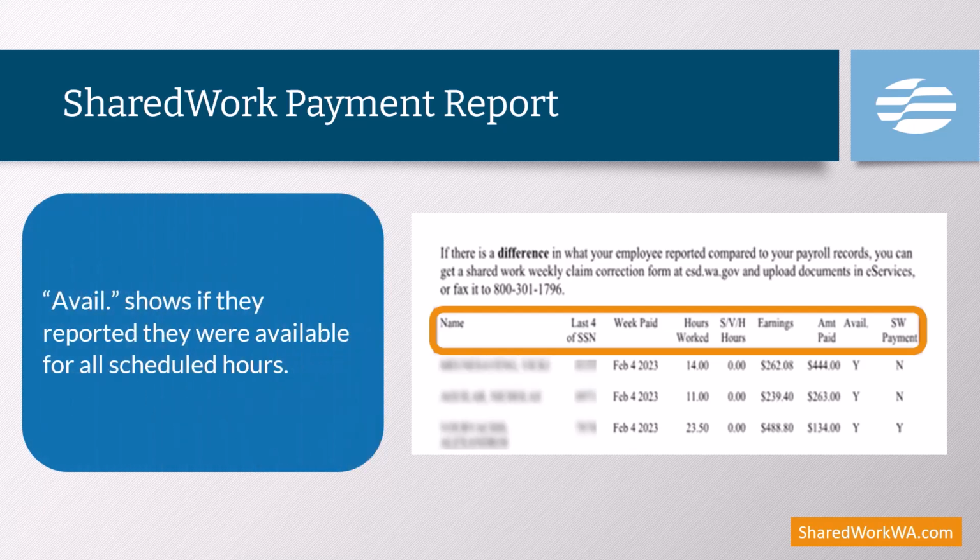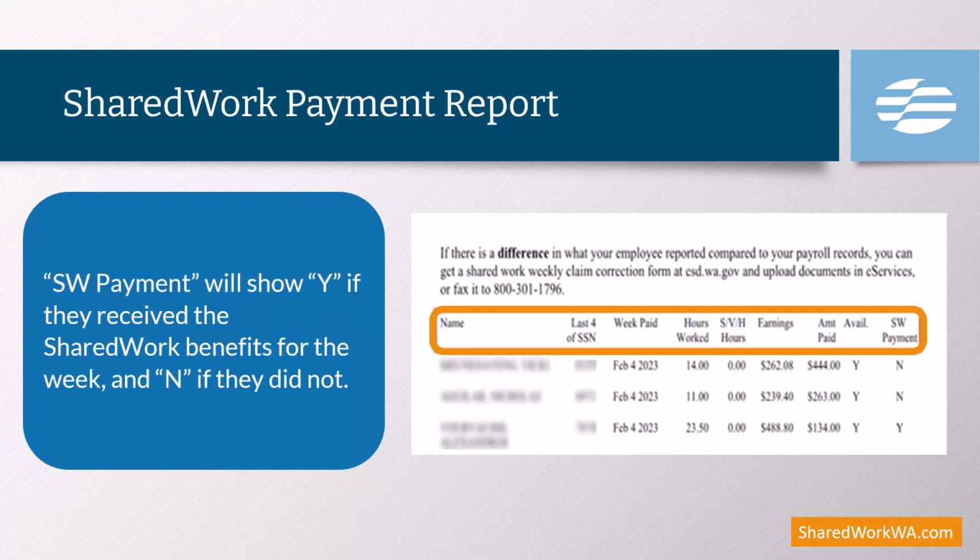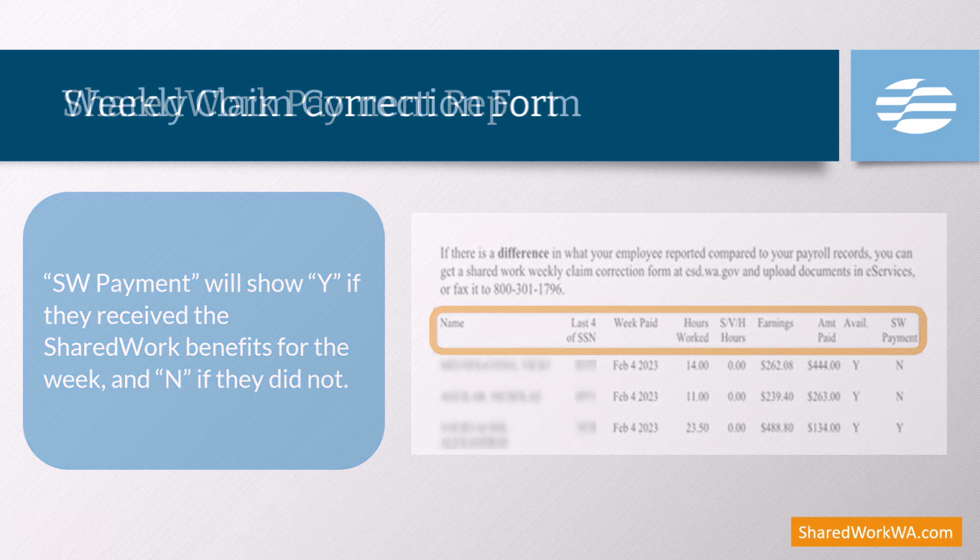Avail shows if the employee reported that they were able and available for all scheduled hours, and SW payment shows if they received the SharedWork benefit for that week. Shown on screen is a portion of a sample payment report. The columns being described are circled in orange.